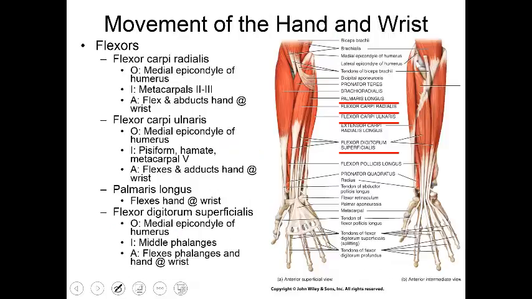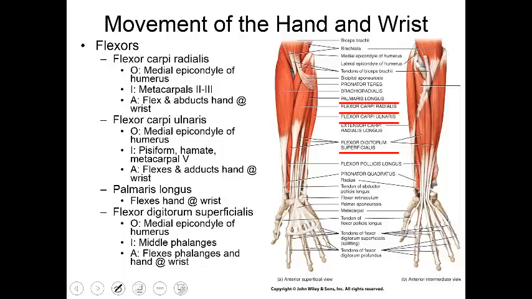Now here are the fun muscles in the antebrachial region. This can seem a little overwhelming at first, but let's break it down one by one. First, let's do the flexors, which are located on the anterior side in standard anatomical position. Then we're going to do the extensors, which are located on the posterior side in standard anatomical position.